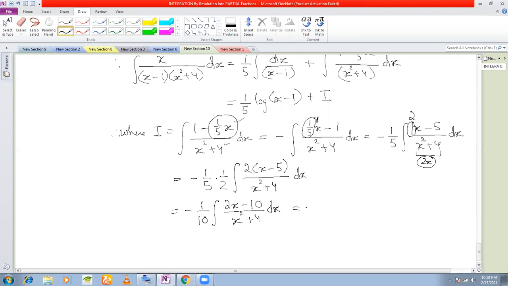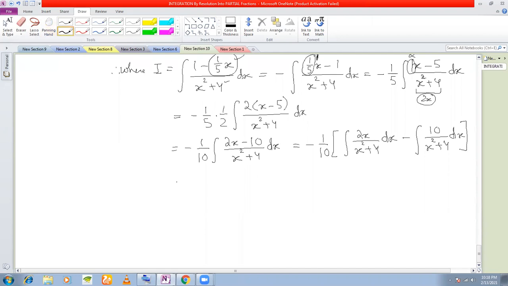Now I can separate these two: the integral of 2x by x square plus 4 dx, minus the integral of 10 by x square plus 4. I can write it this way, right? Now what happens? Minus 1 by 10.